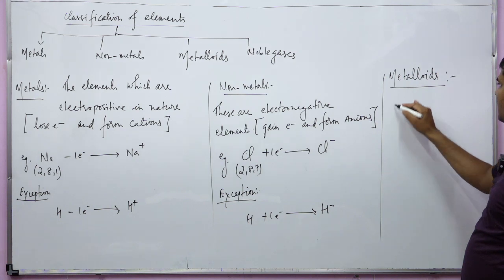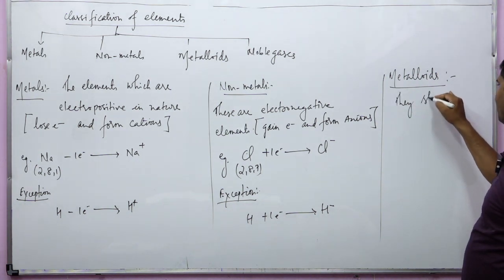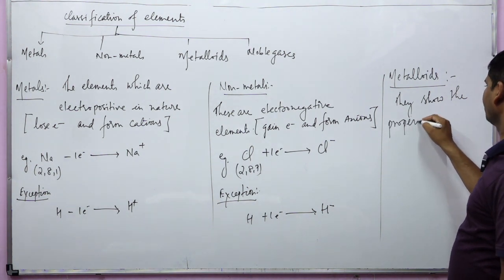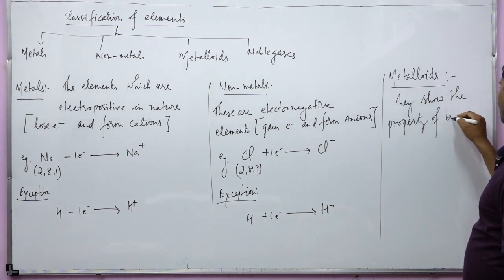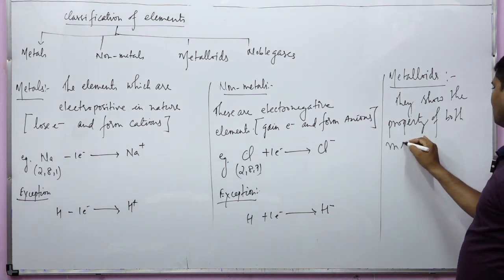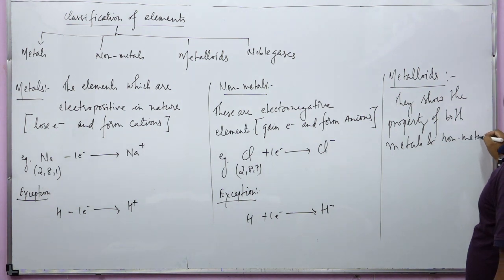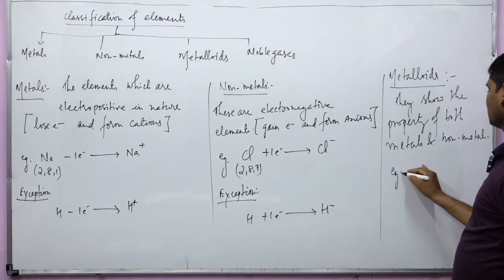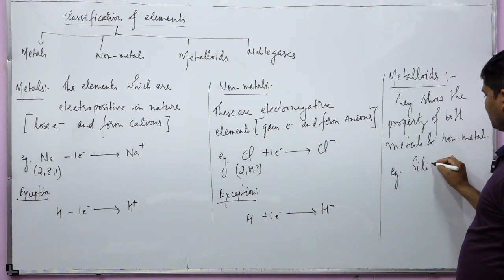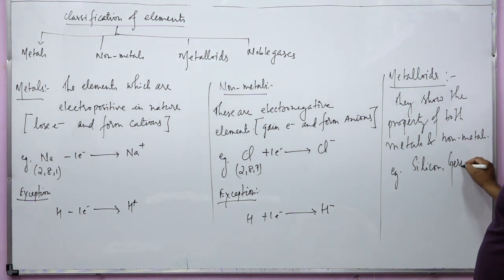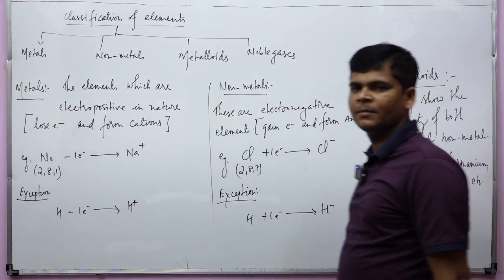Metalloids show the properties of both metals and non-metals. For example, silicon, germanium, etc. These are metalloids.